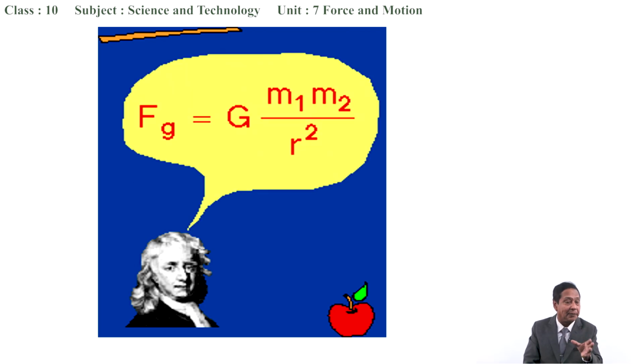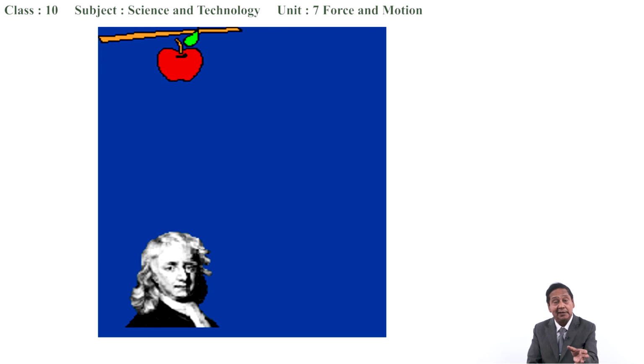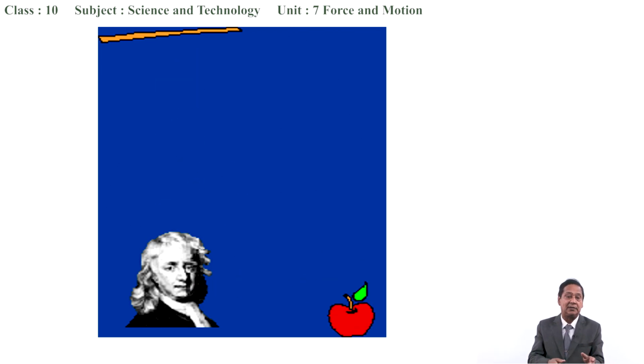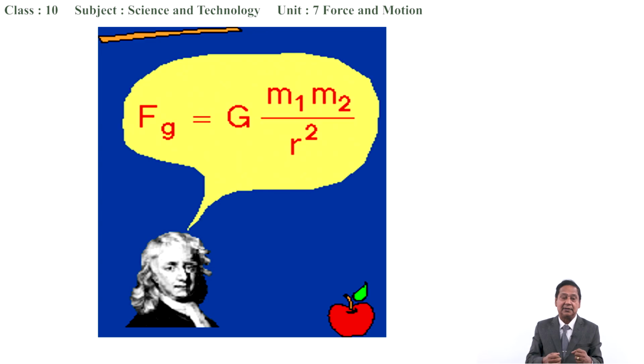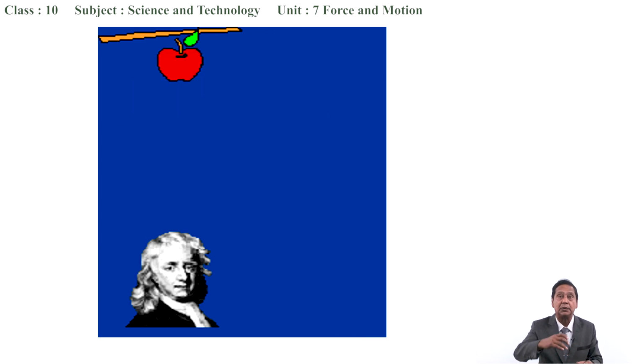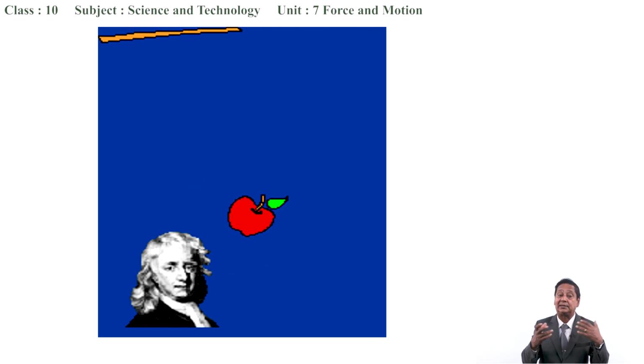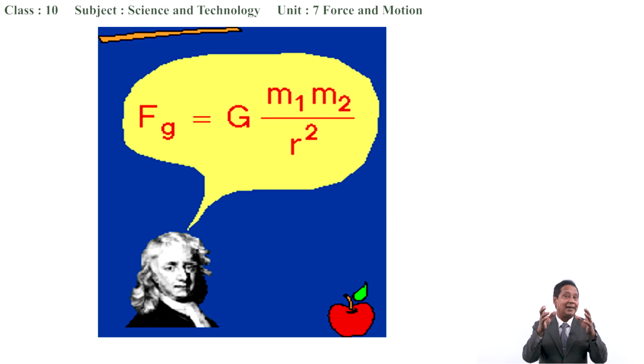Unfortunately, an apple fell down on his head. Looking at this apple, he started thinking about why it fell towards the earth, why it is falling towards the earth, why not moving away from the earth. And he started thinking and thinking. At last he came up with this concept of gravitation.